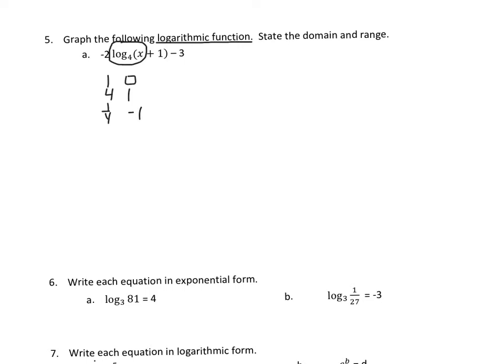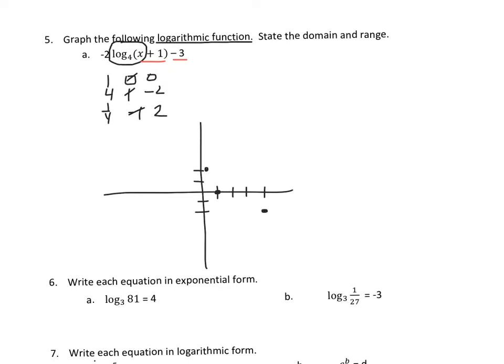And therefore, the -2 out in front will multiply these y's by -2. So therefore, sketching a graph of this, I'd have the point (1, 0). I'd have (4, -2). And I'd have (1/4, +2), which would be approximately right there. Now, as in our other graphs, x plus 1 is going to move it left 1, minus 3 is going to move it down 3.